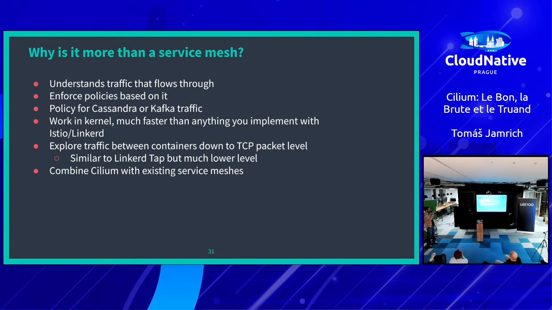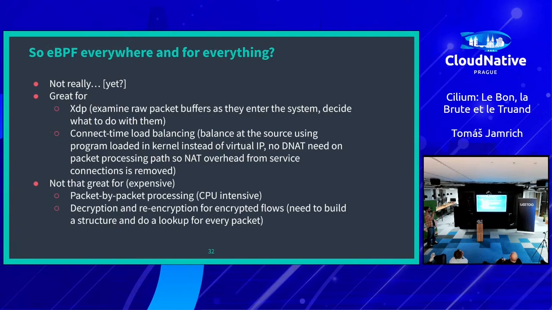And the important feature: you can combine Cilium CNI with existing service meshes. So if you use Istio or Linkerd, you can combine it. So it looks like eBPF is the jack of all trades, and you can use it for everything, and everything is going to shine and be awesome. Well, not really. The technology itself is great, and it has a very bright future, I think. And you can use it for XDP when you want to examine your raw packets as they flow through your system, and then you can decide what to do with them.